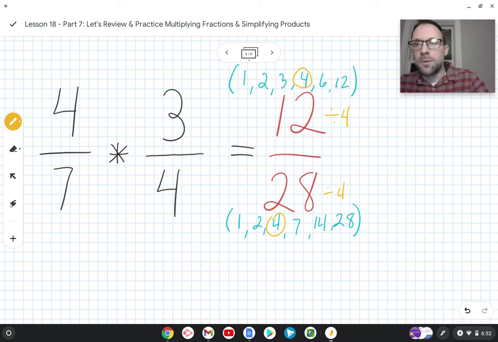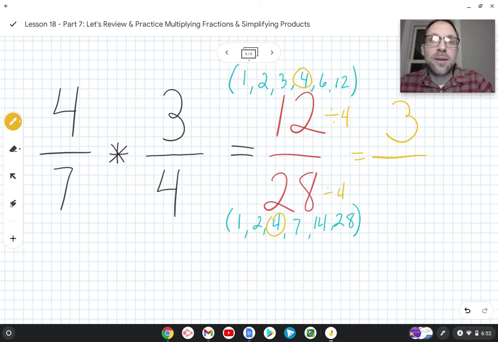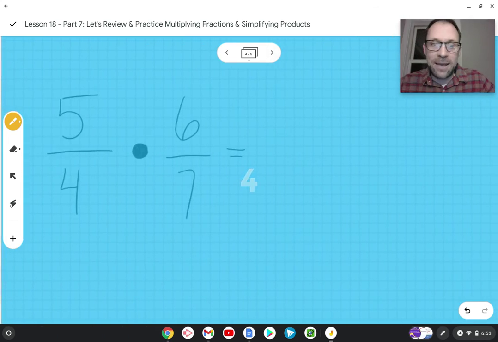12 divided by 4 is 3. 28 divided by 4 is 7. And so 3/7 is the simplest form for 12/28, and it's our final answer. All right, one more example here today.